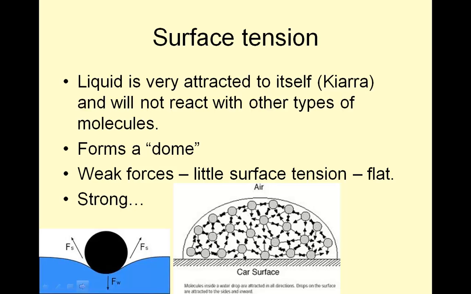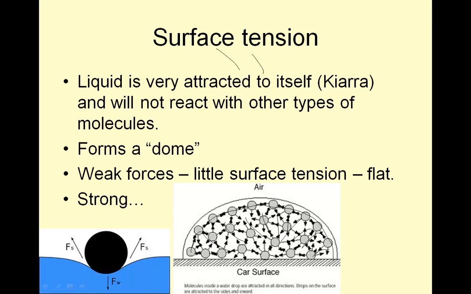If a liquid is very attracted to itself, that is surface tension, like Kiara always looking at herself, and will not react with other types of molecules. Okay, it'll form a dome. So do you see how these particles are all attracted to themselves? Because they're so attracted to themselves, they pull inside and make a dome.